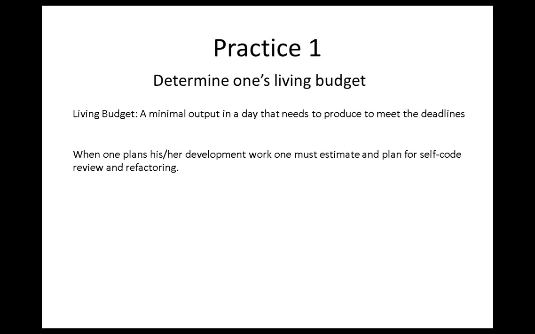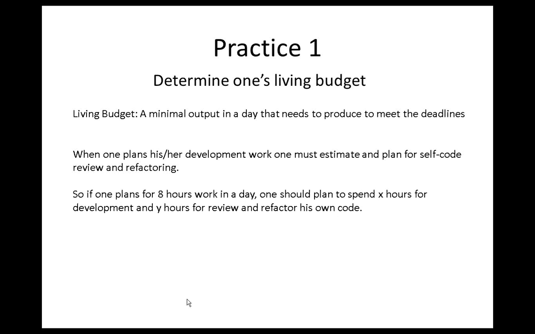So whenever we are planning our work, we should estimate based upon that living budget and plan for self-code review and refactoring, because whatever is left, we can utilize for our self-code review and refactoring. Now one can say that if they have only 8 hours, how can they find time for self-code review and refactoring? In the case of Agile, the estimate is done by the team. It's not by a manager or one person who has done that estimation. So even if the manager is there, he has to think about that, let's plan for self-code review and refactoring.